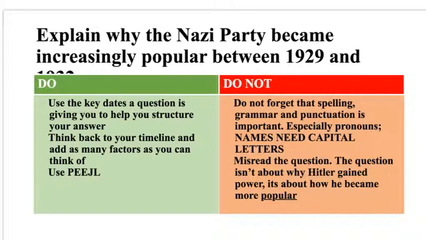Don't misread the question. The question isn't about why Hitler gained power, it's about how he became popular. And so all of the political intrigue that happens with von Papen in 1932 isn't relevant to the question, because it's how Hitler gained power, but it's not how he gained popularity. So make sure that you're applying your knowledge appropriately to the question.